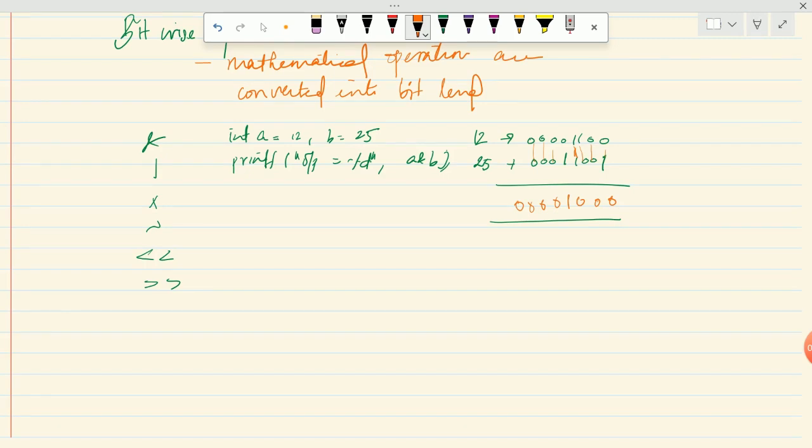So what is the decimal value for this? The decimal value for this is 2 power 3, so it is 8. So if you print a ampersand b, a bitwise AND b, the answer will be 8.